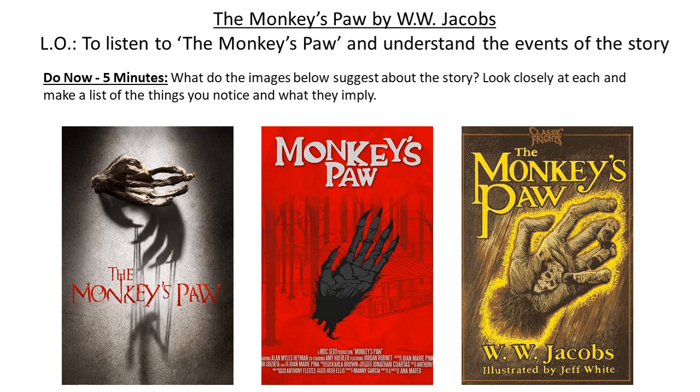The title is The Monkey's Paw by W. W. Jacobs. Our lesson objective today is to listen to The Monkey's Paw and understand the key events of the story. For your do now, what do the images below suggest about the story? Look closely at each and make a list of the things you notice and what they imply. Pause the video for about 2 minutes to do this now.